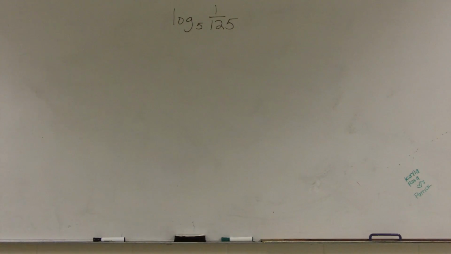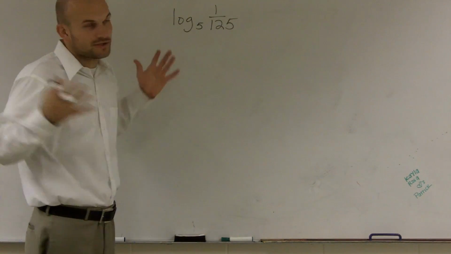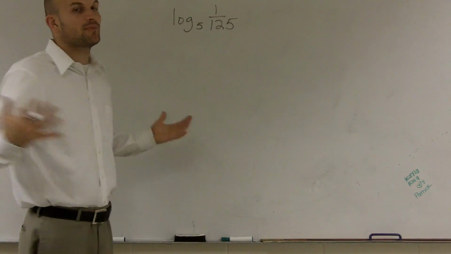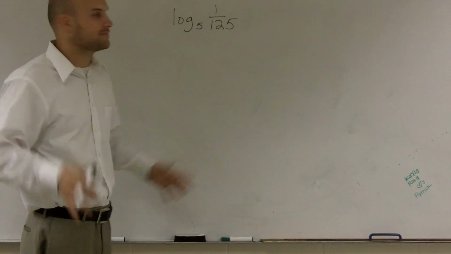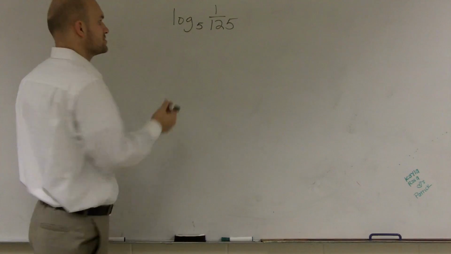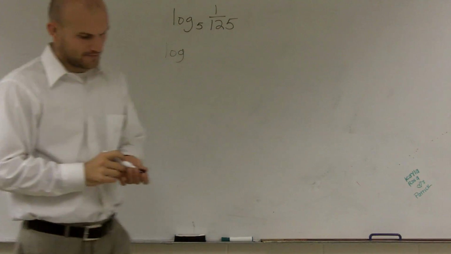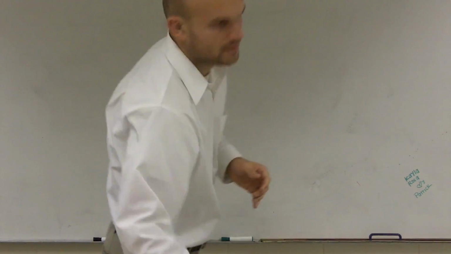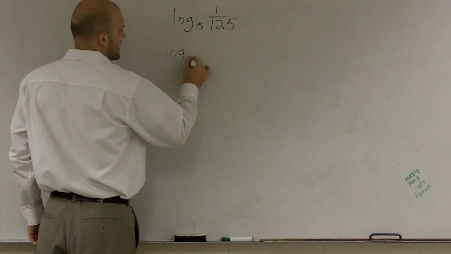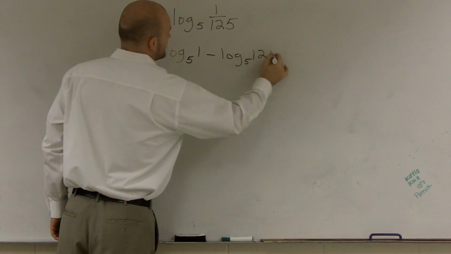All right, so it wants me to evaluate this logarithm without using a calculator. Now, some of you might be able to do this in your head, and that's perfectly fine. For those of you that cannot do it in your head, let's use our properties of logarithms to rewrite this problem. Since it's a division problem, I can rewrite it as multiple logarithms using subtraction. So log base 5 of 1 minus log base 5 of 125.